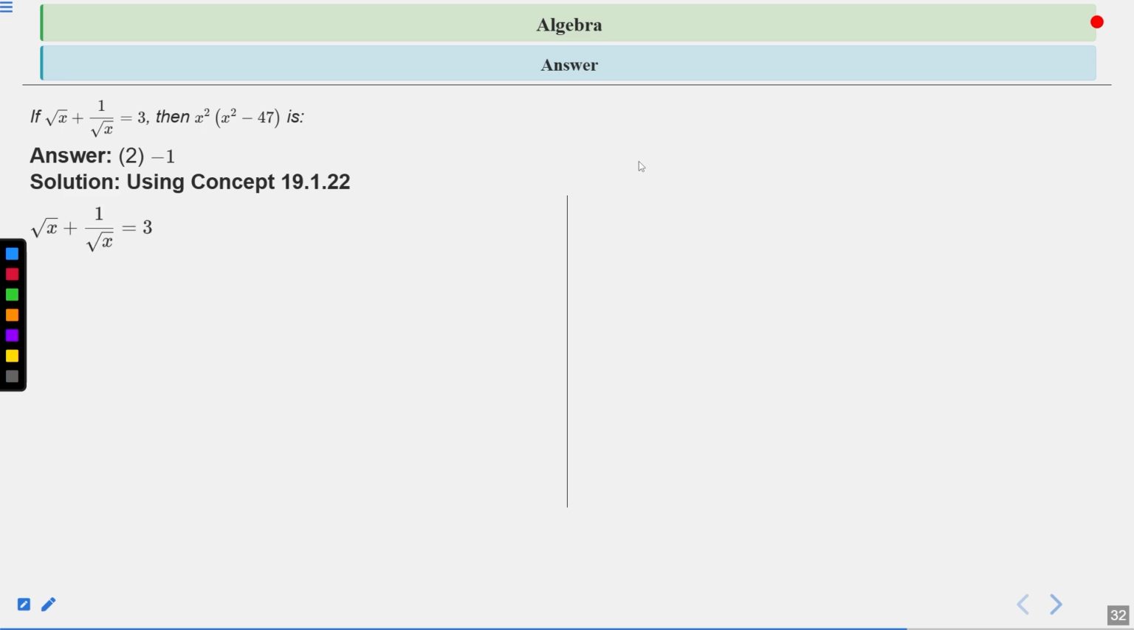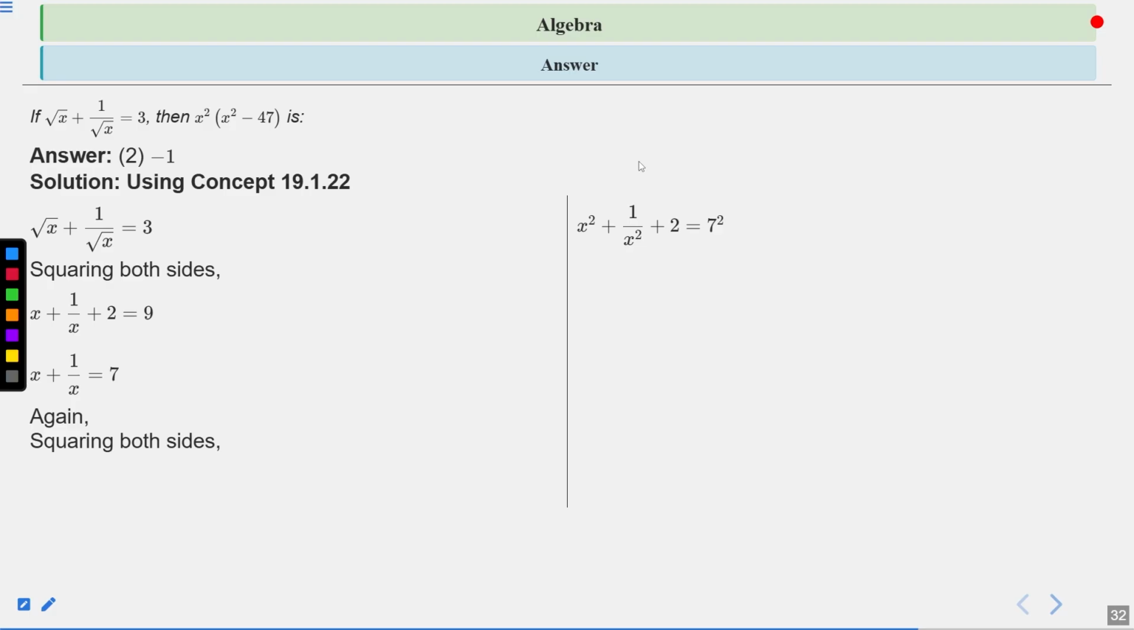So we can write root x plus 1 upon root x equals 3. Squaring both sides, we get x plus 1 upon x plus 2 equals 9. So we get the value of x plus 1 upon x equals 7. Again, squaring both sides, we get x square plus 1 upon x square plus 2 equals 7 square. Or we can say that x square plus 1 upon x square equals 7 square minus 2, which will become 47.